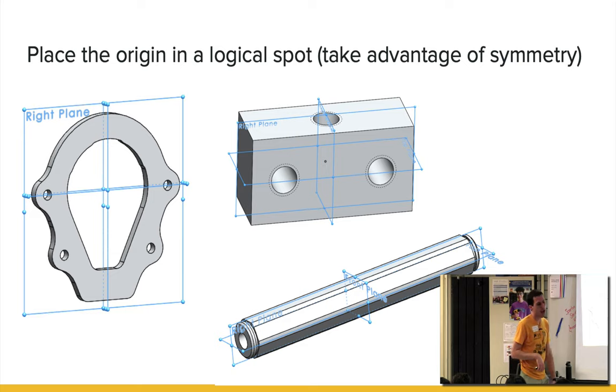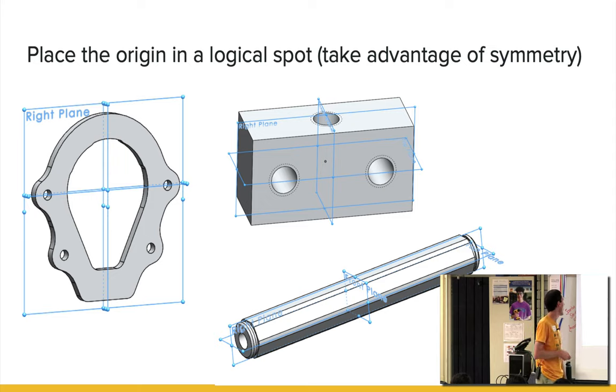Another aspect of design intent is that Cameron asked earlier about origins and why put the origin in one place or another. Well, where you put the origin makes a difference and has an impact on how you build the part out. We'll talk a little bit more about this later. But when you're starting a piece, with your first sketch, whether you know it or not, you're building the part around an origin and a series of planes. So you want to pick a logical spot for that origin that will aid you in building the part out later.